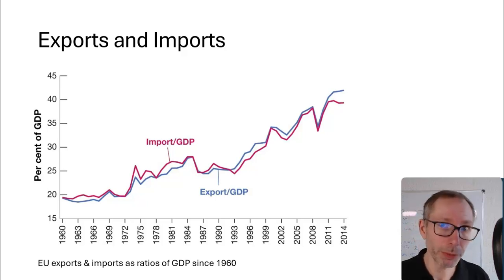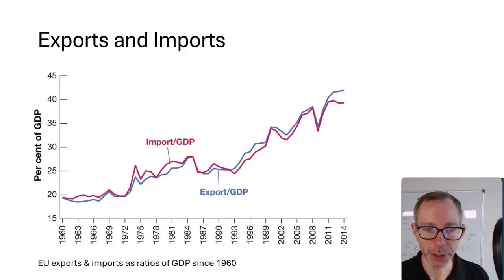So now we're jumping into the openness in goods markets. It's about exports and imports. So let's first have a quick look at the data here. What we're plotting here is, as a percent of GDP, the imports and exports of the EU.